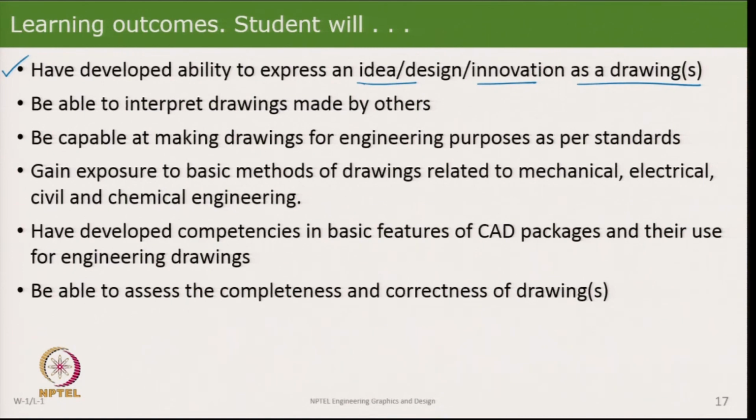The second outcome is that after doing the course, you will be able to interpret drawings made by others. This is the basic feature of engineering. Even here, if you buy something, you open up the product catalog, there will be some drawings there which tell you how to do it. So, for instance, you have a printer, you need to change the cartridge, there will be a set of drawings telling you how to change the cartridge. That drawing was made by somebody else, but you are using it. So, that is another outcome of this course.